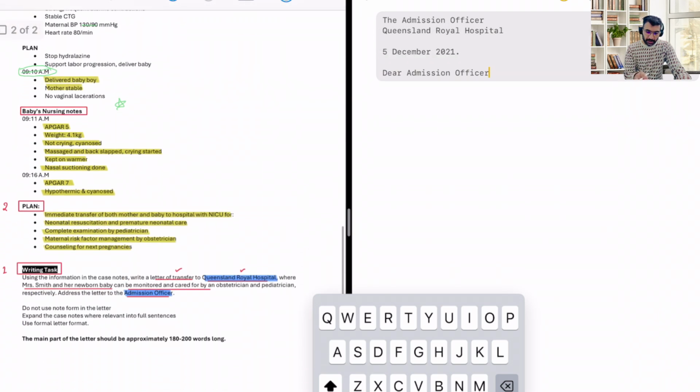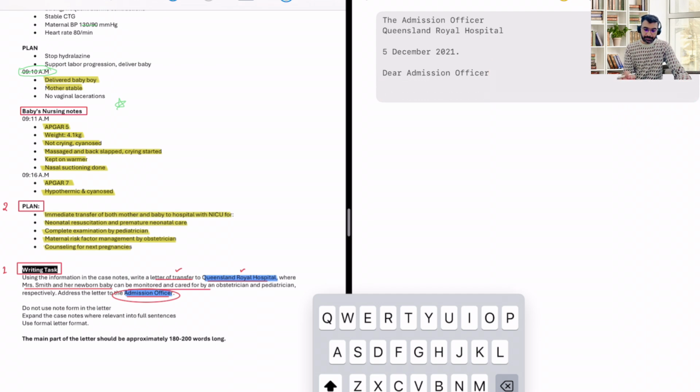Which is given here in the writing task. So I want to clear something here actually. When we don't have the reader's name, here we don't have the reader's name, we have his job title, admission officer. So if we don't have the reader's name, we will write the job title rather than Dear Sir/Madam. Okay, so Dear Sir/Madam is inappropriate. We should write the job title: Dear Admission Officer, Dear Emergency Registrar, Dear Medical Registrar, whatever the job title is.